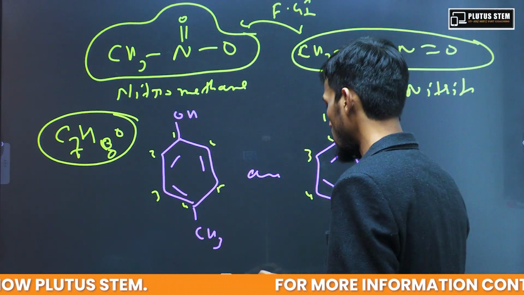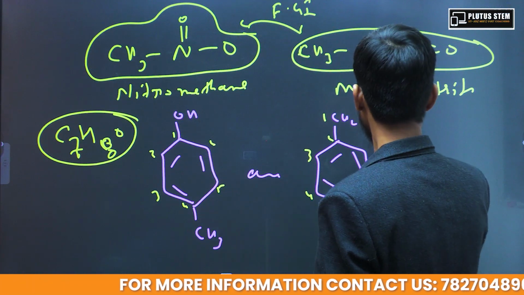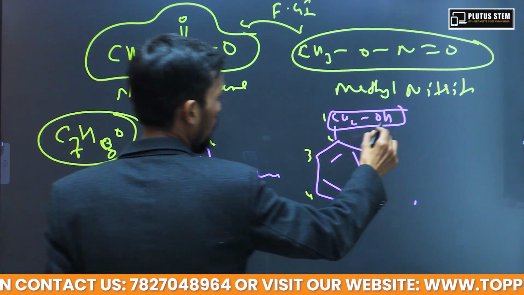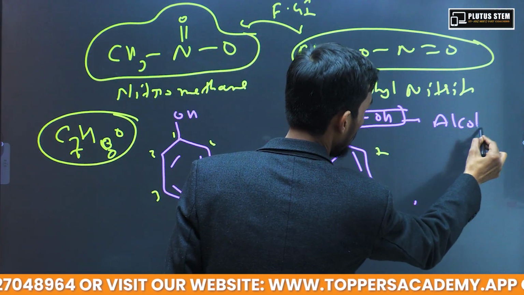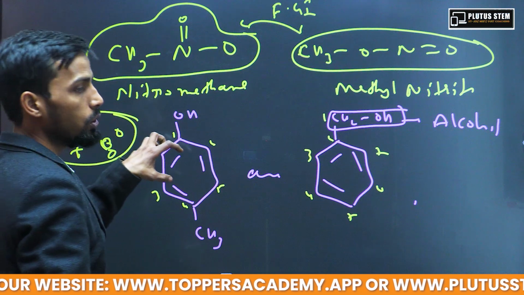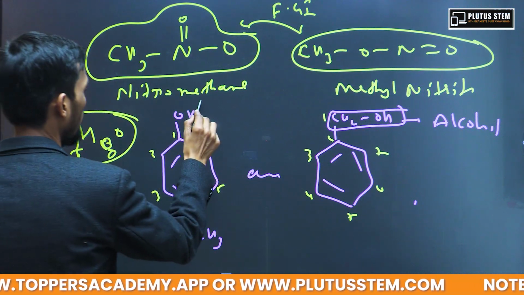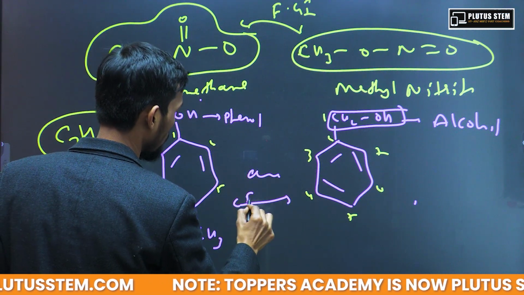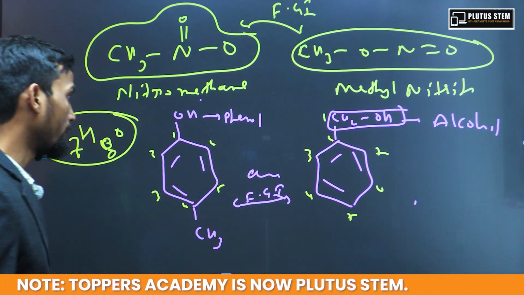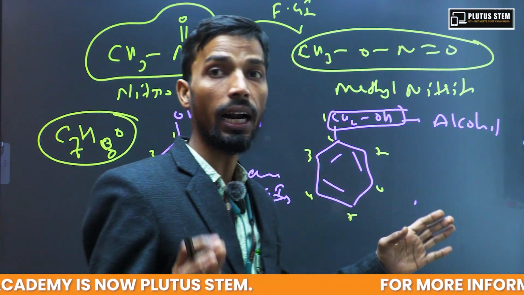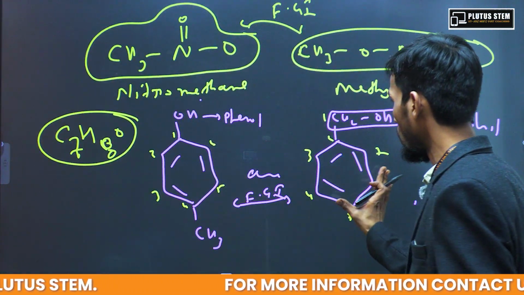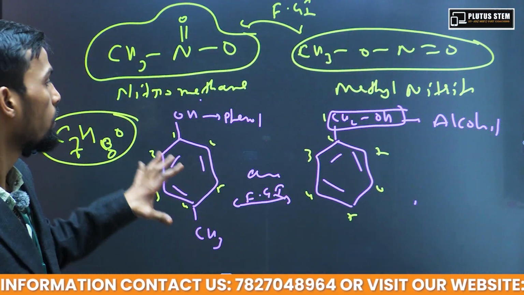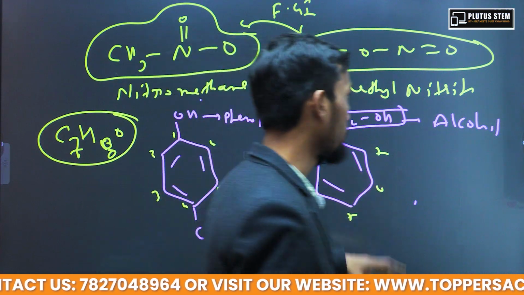Are these two different functional groups or not? This is a benzyl alcohol, an alcohol, and this one has OH directly attached to a phenyl ring. This is phenol. So these two are also functional group isomers. Don't be confused that alcohol and phenol are two different functional groups. So they are different functional group isomers.